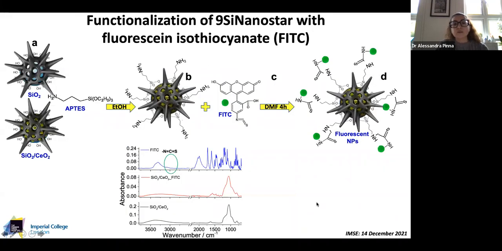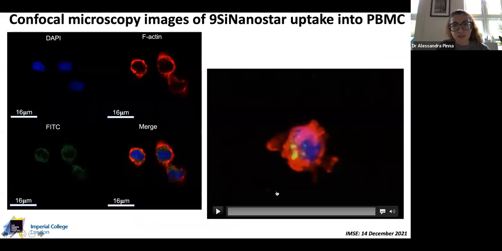After this, we wanted to see the uptake of these particles, whether the particles are taken up or not by the PBMC cells. In order to do this using confocal microscopy, we need to functionalize the particles with a dye, which is FITC. The chemistry that we used is click chemistry. At the bottom, we can see the FTIR that reports the successful functionalization.